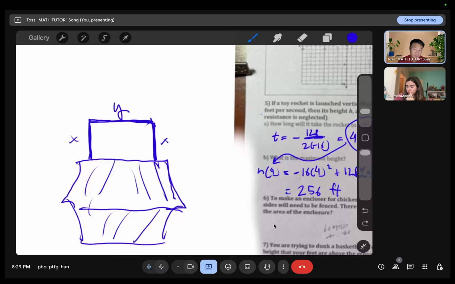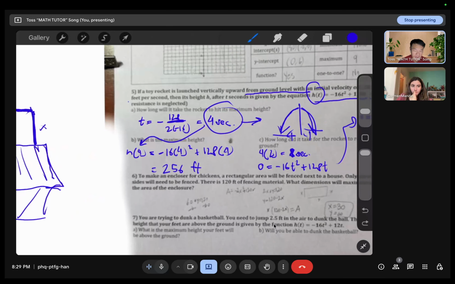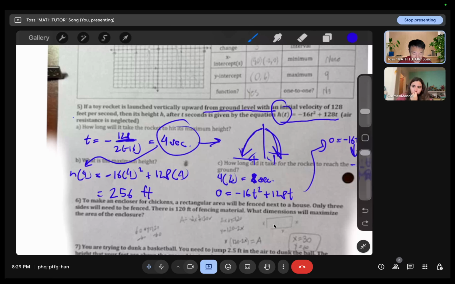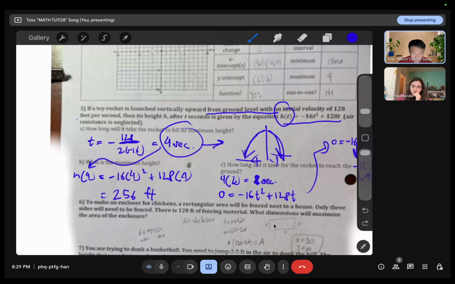I wouldn't know if I were to do it myself. I would do y and then I would do x, always based on the xy plane. But let me see. Okay, so we're going to do that. But let me see what else we need. What dimension will maximize the area?